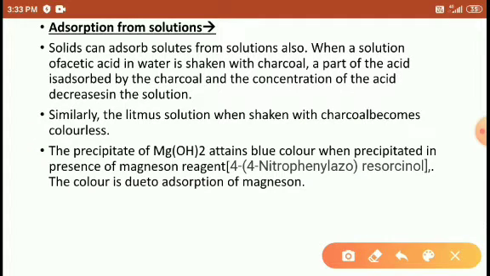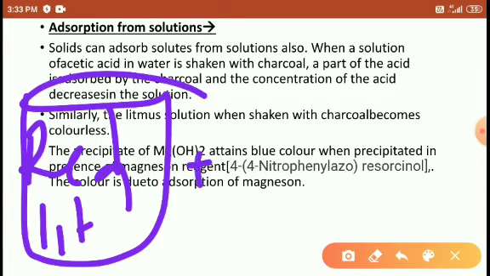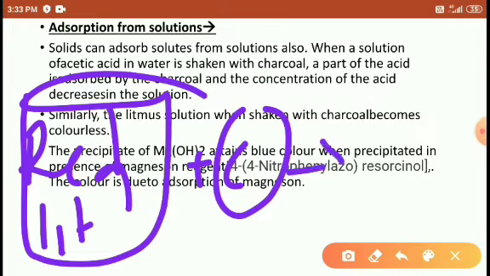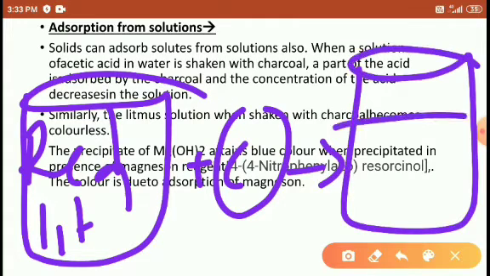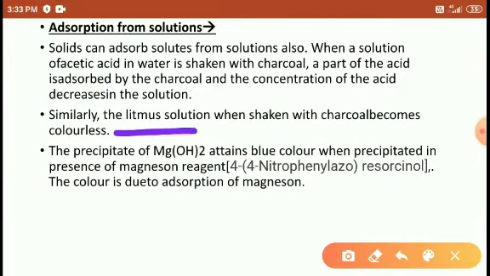And similarly, if you use the red litmus solution, again you are adding the charcoal, then it turns colorless. Students, the color component is completely adsorbed and the water remains here. Right, we are using the litmus solution.